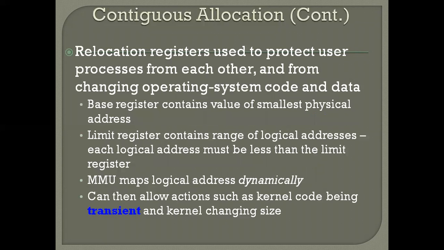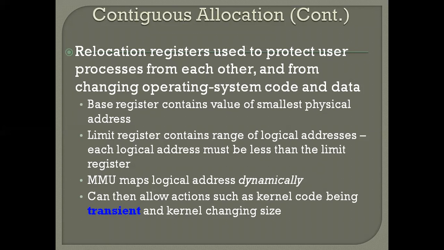As in previous classes, I told you about the relocation register. The relocation register contains the value of the smallest physical address, and the limit register contains the range of the logical address. With the relocation and limit registers, each logical address must be less than the limit register, and the memory management unit maps the logical address dynamically by adding the value in the relocation register.